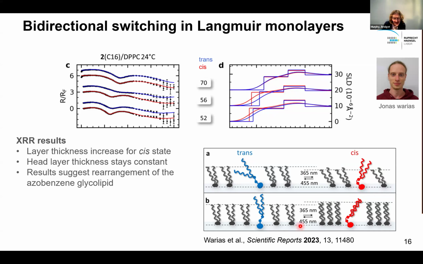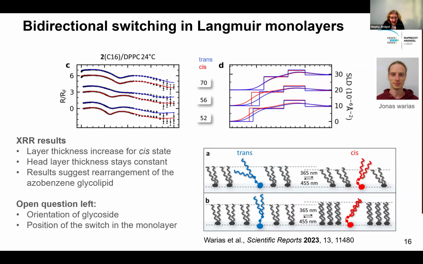So this also explains why the effect at the lower pressures is much less strong than the effect at the higher pressures. But there are still many questions open here. For example, what is the orientation of the glycoside, and where exactly is the position of the switch in the monolayer? Are the heads really here, as I've drawn? Is the azobenzene down here, or is it switching in the tail? So this is the main focus of Jonas Warrius' PhD thesis.